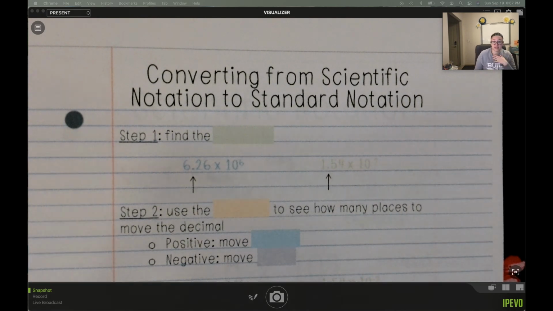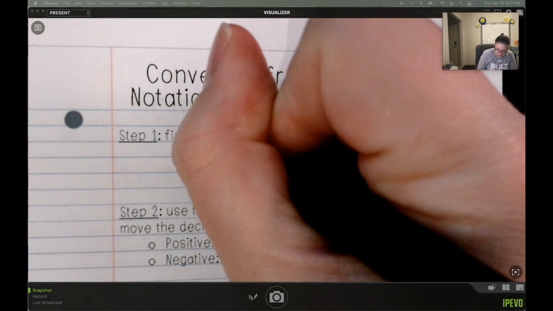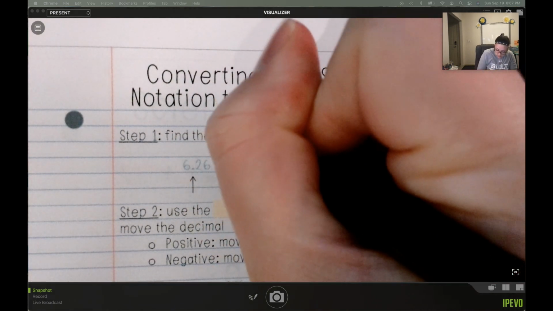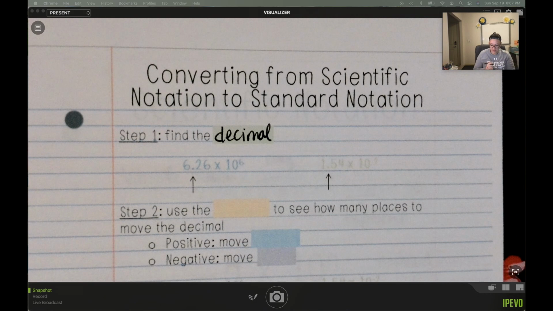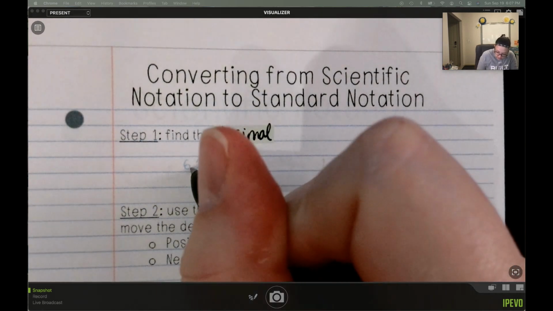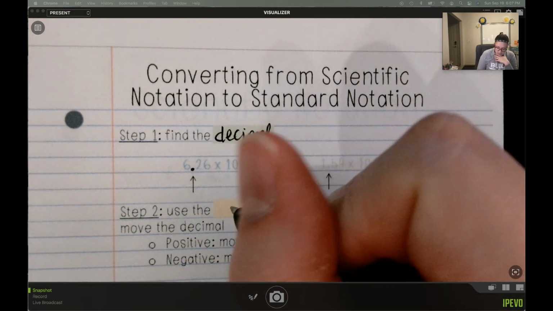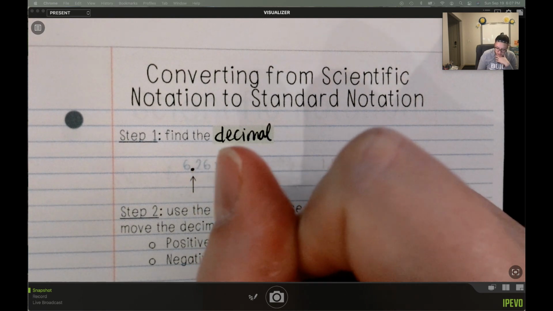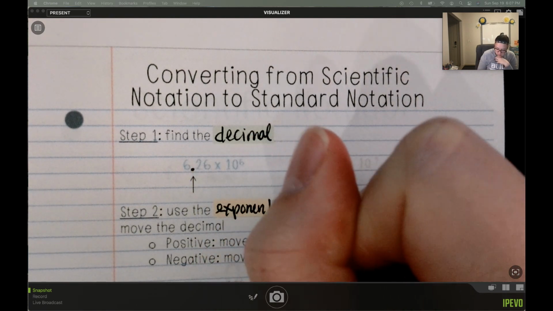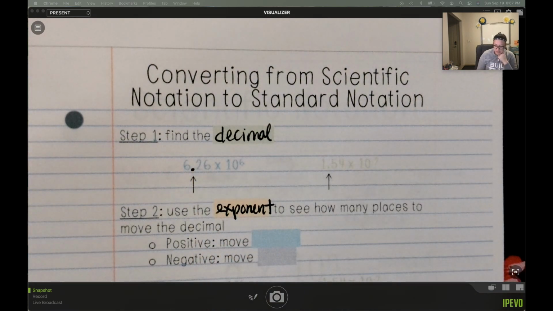So to convert back to standard notation, again, we want to start off by finding the decimal. So for example here, 6.26 times 10 to the 6. We found our decimal. And then we want to use the exponent to see how many places we move the decimal.